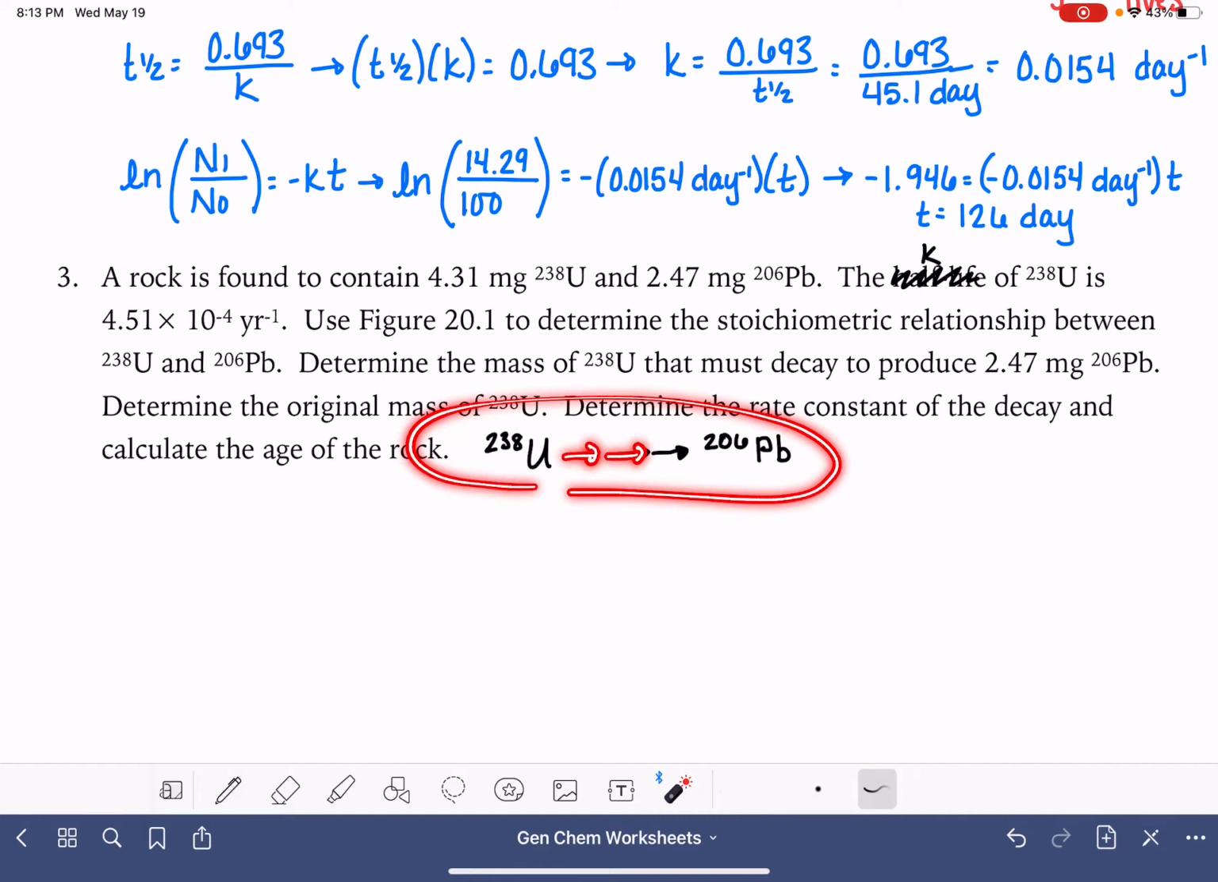So this, what I've written here, is not a balanced equation. That's what the multiple arrows represent. This is just saying that if I have 1 uranium-238, it's going to be converted into 1 lead-206. The stoichiometric relationship between these two substances is 1:1. So that's the first part of the problem done.